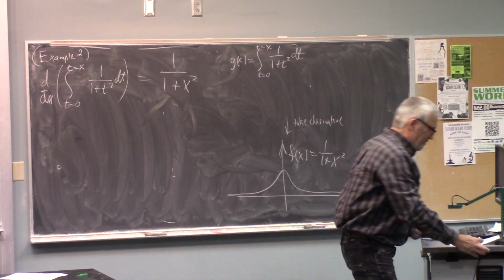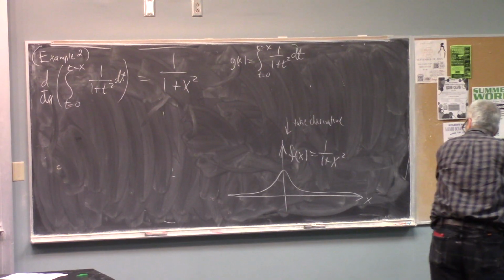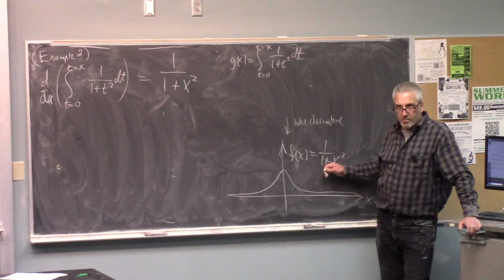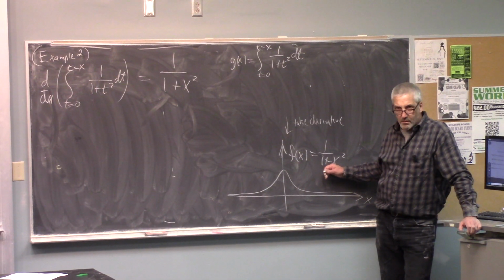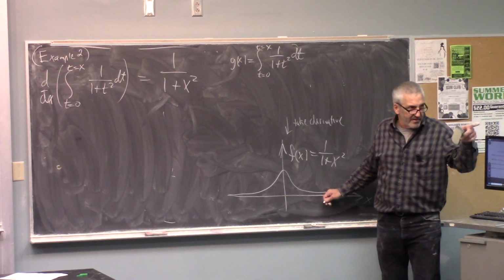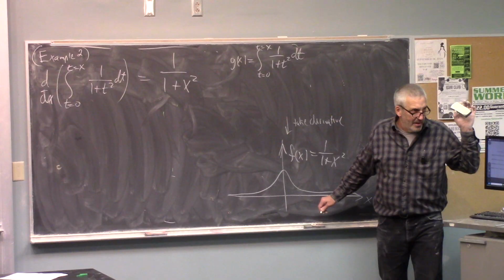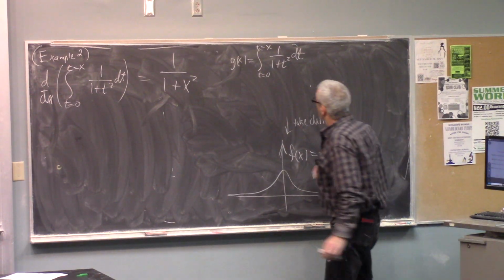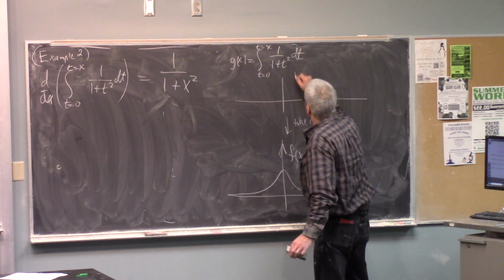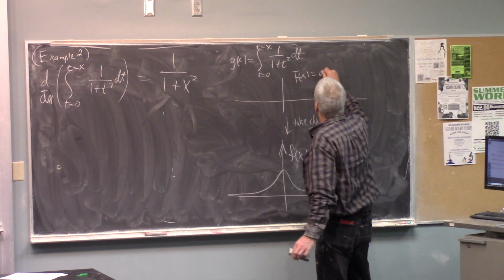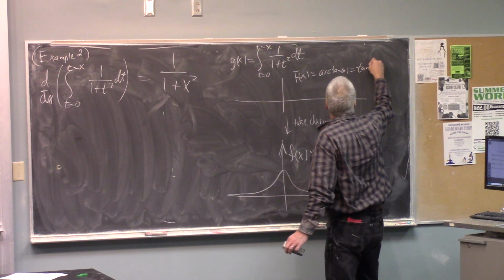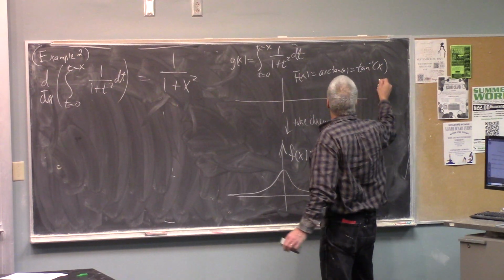Now, anybody remember though? We've talked about an antiderivative of 1 over 1 plus x squared. What's the function whose derivative is 1 over 1 plus x squared? Yes, wonderful. So we already know that capital F of x is arctan x, which is the same as tan inverse of x. And we even know what that graph looks like.